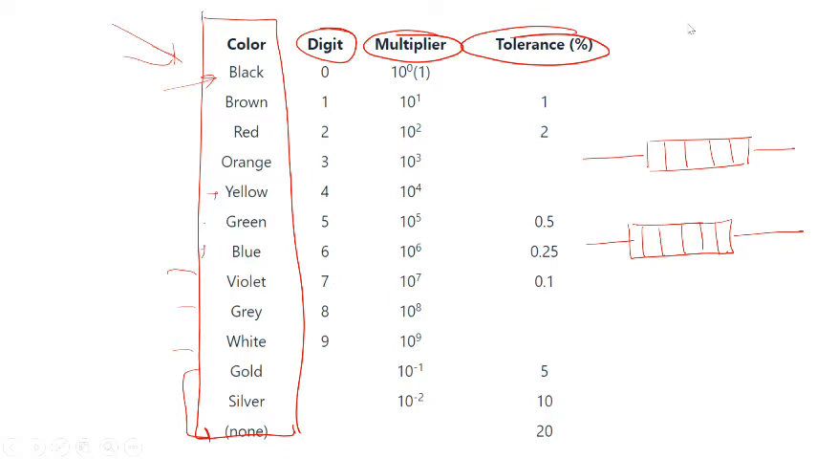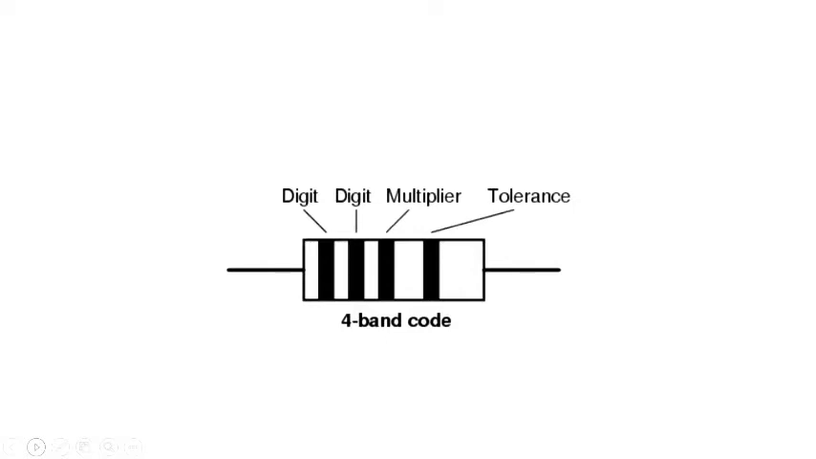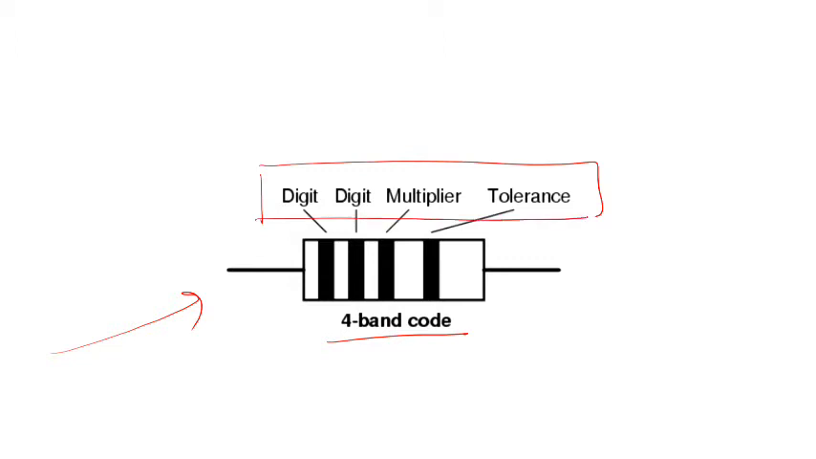Keeping this table in mind, let us proceed to a 4-band carbon resistor. This is what your 4-band carbon resistor would look like, and you can decode its value with the help of a formula in this form. The first band corresponds to a digit, the second band corresponds to a digit, the third band corresponds to a multiplier, and the last band corresponds to its tolerance.